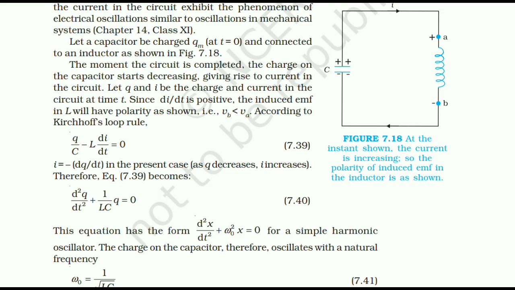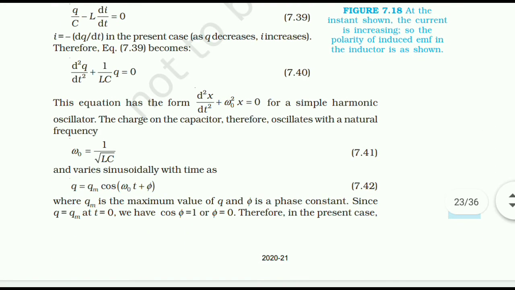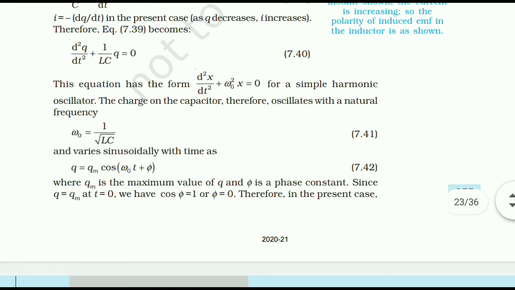Therefore, the equation becomes d²q/dt² + (1/LC) q = 0. The equation has the form of d²x/dt² + ω₀² x = 0 for a simple harmonic oscillator. The charge on the capacitor therefore oscillates with a natural frequency of ω₀ = 1/√(LC) and varies sinusoidally with time as q = qm cos(ω₀t + φ), where qm is the maximum value of q and φ is the phase constant.